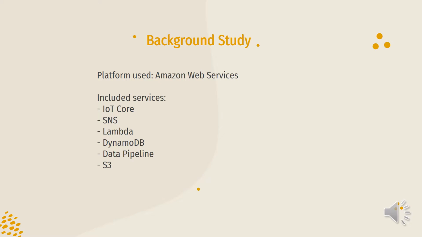Lastly, the data in DynamoDB will have a backup once a day. The backup will be piped into S3. The services involved are AWS Data Pipeline and S3. Data Pipeline is a web service that can reliably process and move data between different AWS compute and storage services, while S3 is a simple storage service that allows users to store any size of data. That's all for the background study.